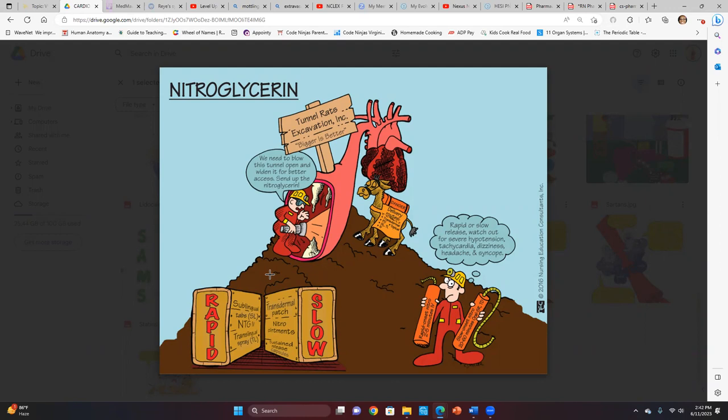And if we're using that nitroglycerin patch, don't put it over a pacemaker, and remove the patch before the patient goes for an MRI. Okay. If the doctor orders nitroglycerin IV, always put it on an infusion pump. Always put it on an infusion pump, okay?